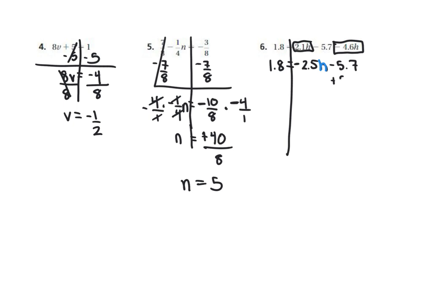So we'll add 5.7 to both sides. Opposites cancel on the right. On the left side, we'll add the decimals. Bring your decimals straight down, and you get 7.5 equals -2.5h. And now we'll divide by -2.5.